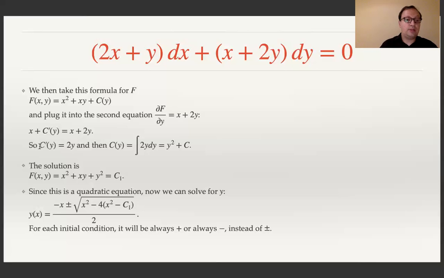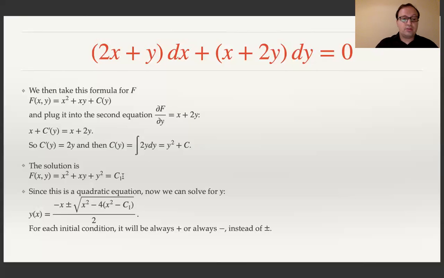So here we get c'(y) equal to 2y, so clearly c(y) is the antiderivative of 2y. So it's y squared plus a constant. Then our prime integral is x squared plus xy plus, replacing c(y), y squared plus a constant. We can even take that constant to be 0 if we want, and we get that the prime integral is just x squared + xy + y squared. And the solution is x squared + xy + y squared equal to a constant.